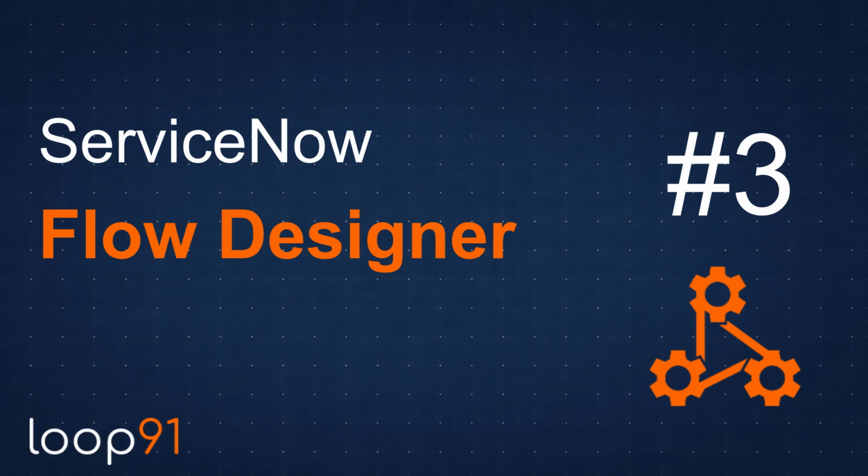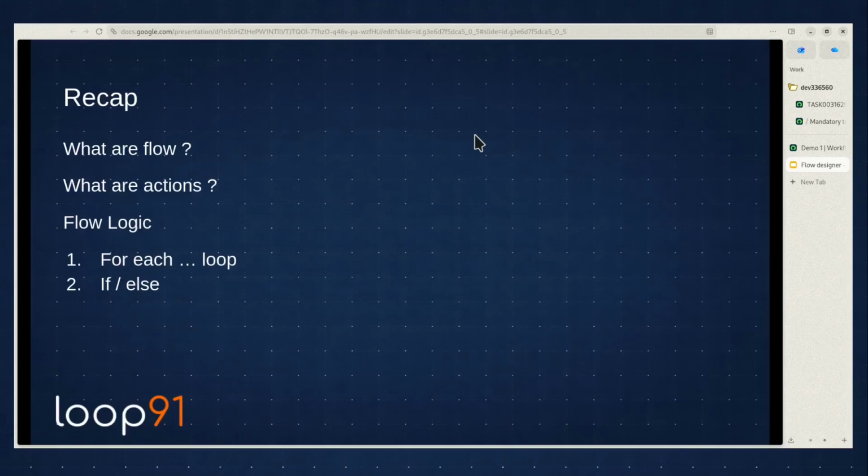Up till now, we have covered a few things. We have covered what a flow is, what actions are, how they are placed on the flow, and in episode 2 we covered two logics: the for each loop and if else. If you're not sure of any of these topics, I would recommend going back to the previous videos and watching them again. I will put the links to both videos in our description.